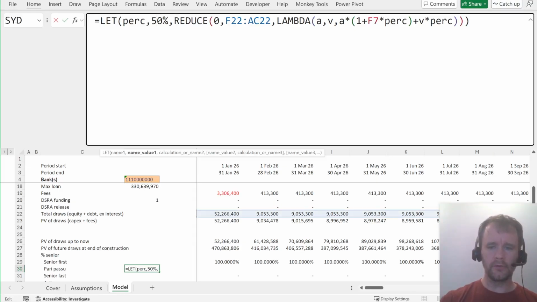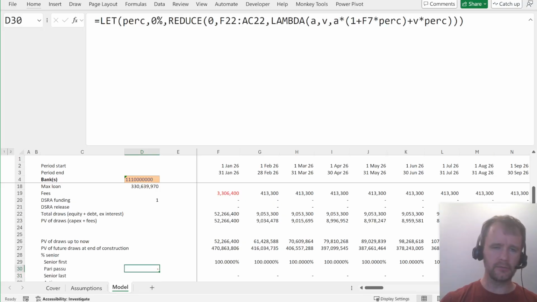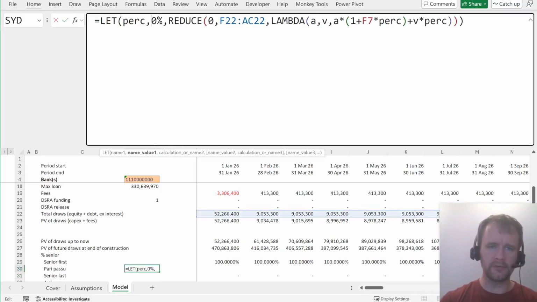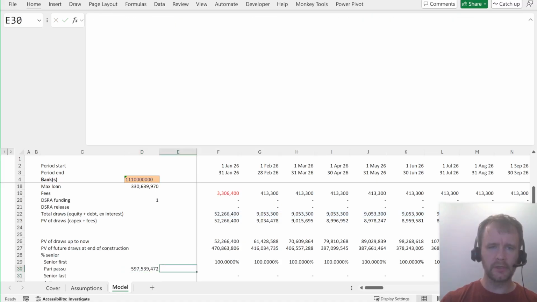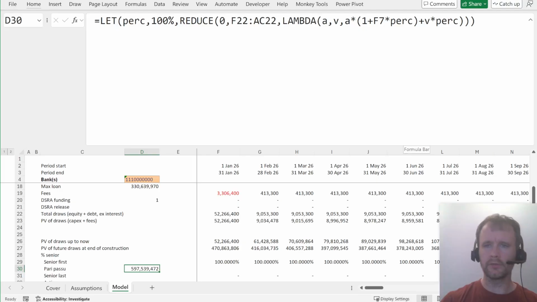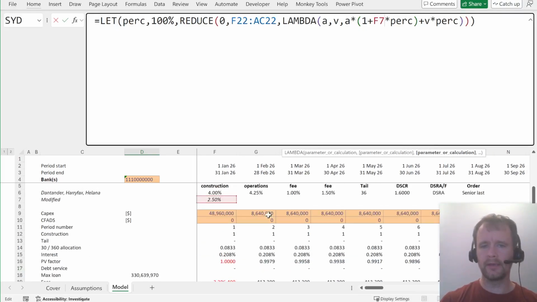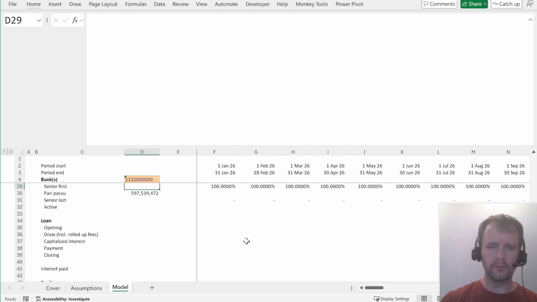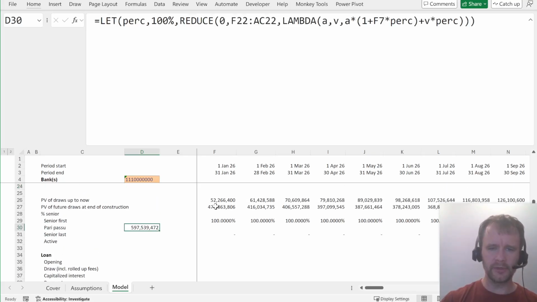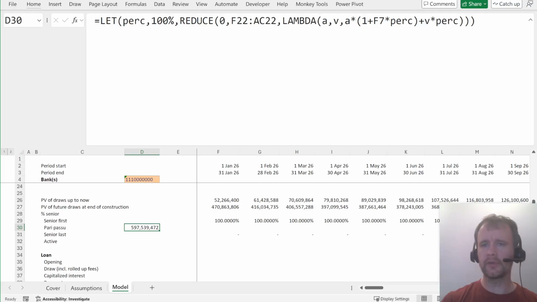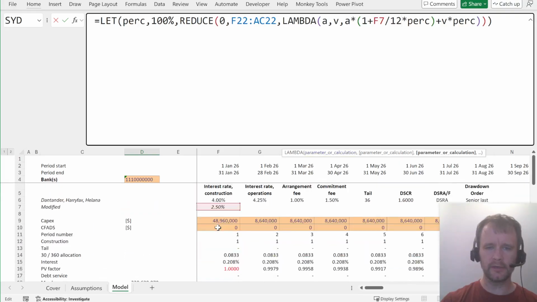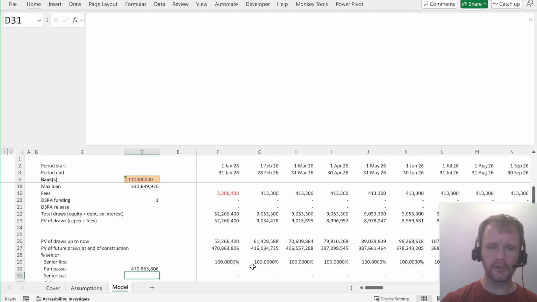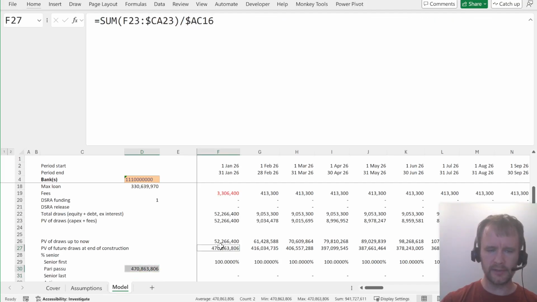So you can see if we start off at 0%, debt pays nothing, equity pays everything. That's all going wrong. If we start off at 100%, that is, oh, sorry. So the red flag for me there was that this number should have been the same as this number, and it's not, because I did not divide by 12. So I don't apply the entire interest rate to every monthly rollover, I just apply a 12th. And now that is the same as that number.